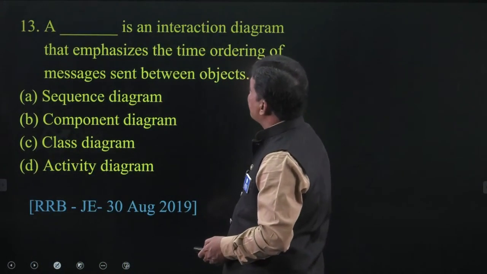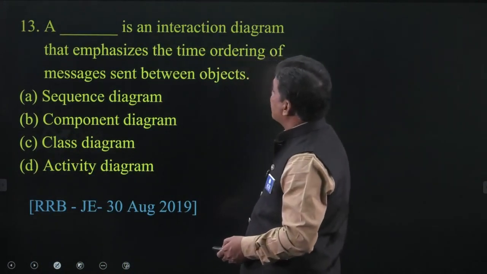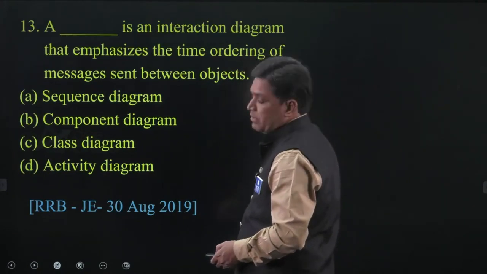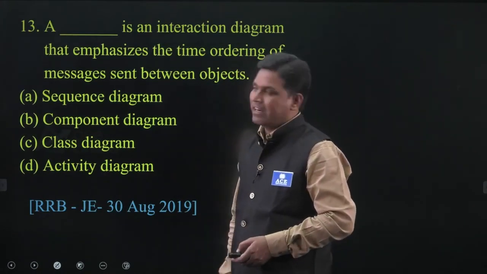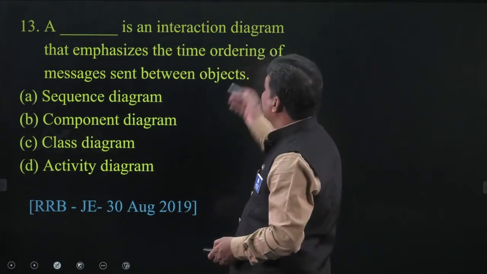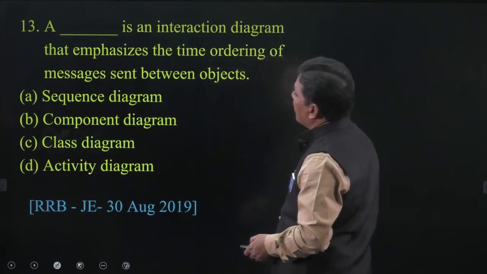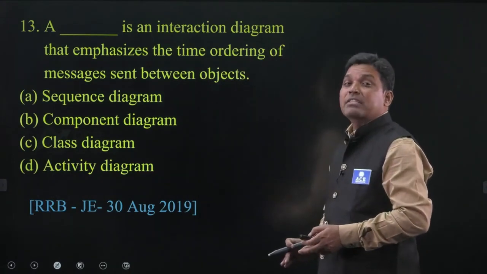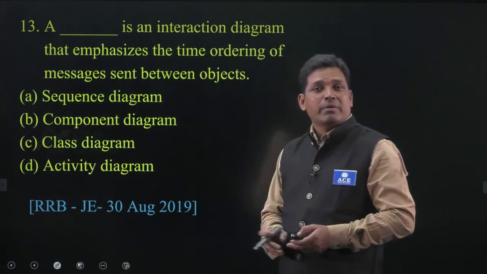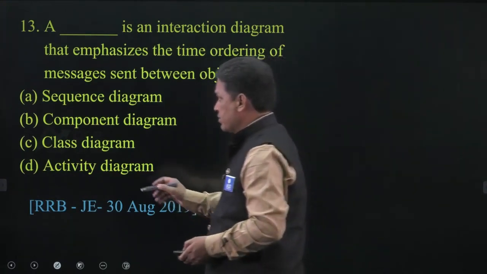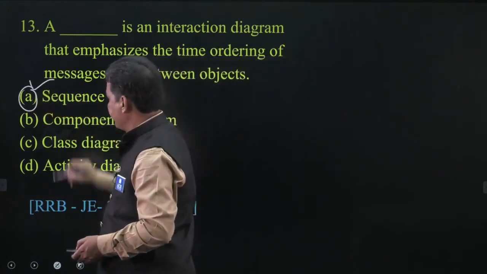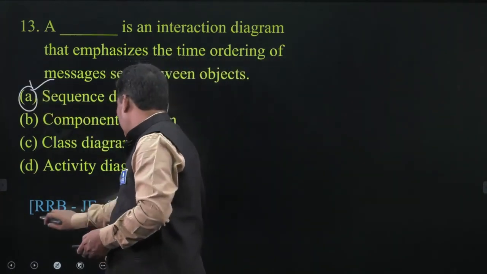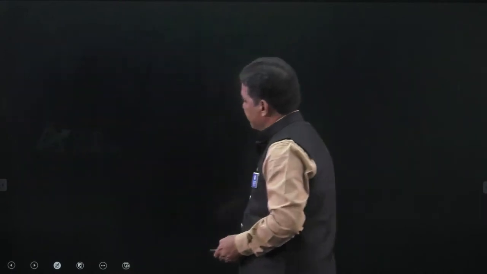Next one is, a dash is an interaction diagram that emphasizes the time ordering of messages sent between the objects. We had discussed, that is the sequence diagram. A sequence diagram is an interaction diagram that emphasizes the time ordering of messages sent between objects. In the sequence diagram only object interaction will take place. So a sequence diagram represents the time ordering of messages. So the answer is A here, right? And this question was asked in the year RRB JE 2019.